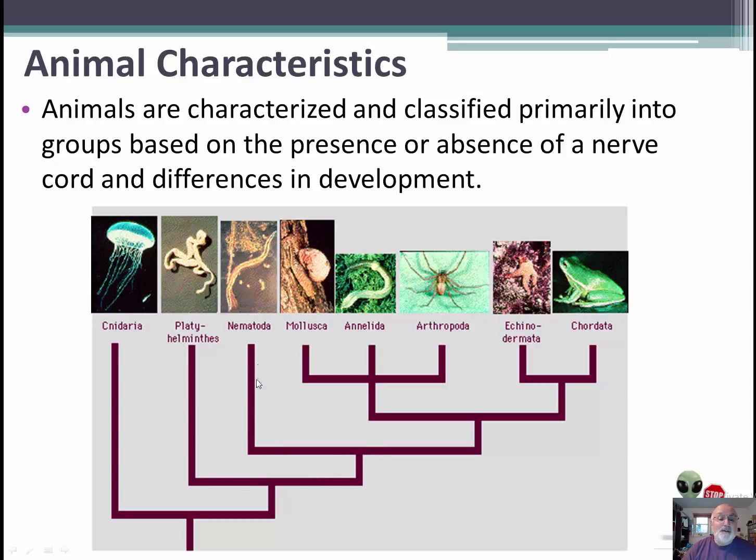And then we have another speciation event to give us nematodes, or other speciation events to give us mollusca, annelid, the true worm, arthropod or Arthropoda, insecta would be in there somewhere also, and then Echinodermata, starfish, and then Chordata, having a true backbone and a true nerve cord. And I see our little alien is up there, and that means that we are done with this slide.